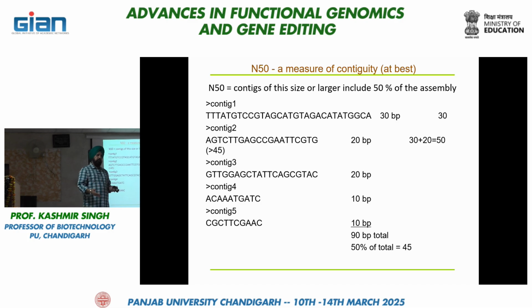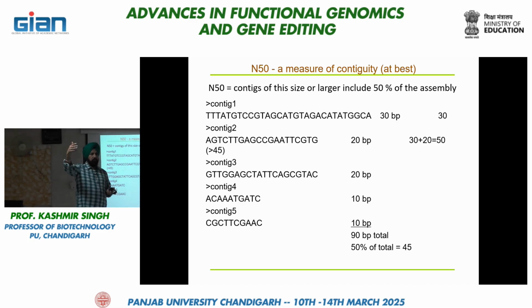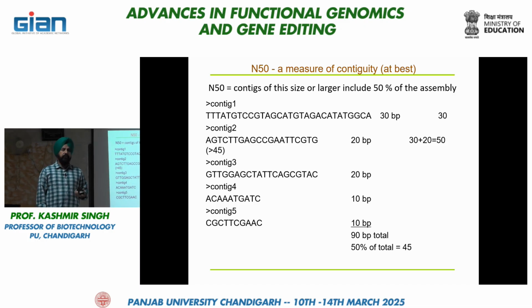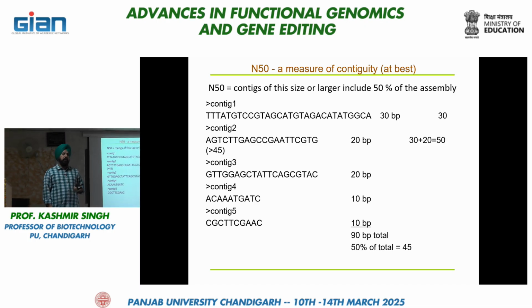If your N50 value is around 500, or 1.5 KB or more, that means something is happening: you have to change the parameters of assembly, or you have generated sequences that are not able to make larger contigs. Maybe you have not made very good libraries, or your library size is larger, and you are not able to sequence the gaps between the sequences. That's how you get N50 values.